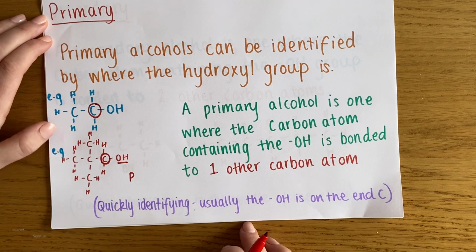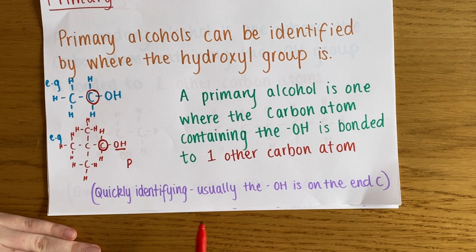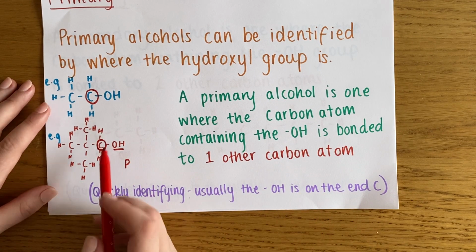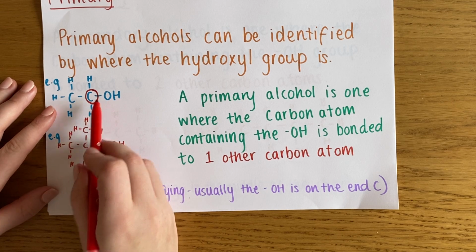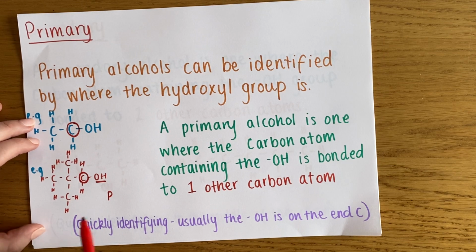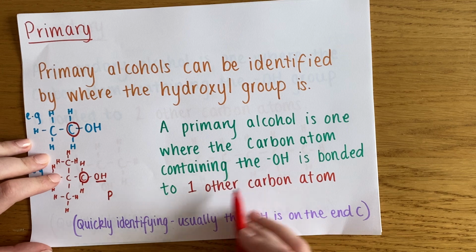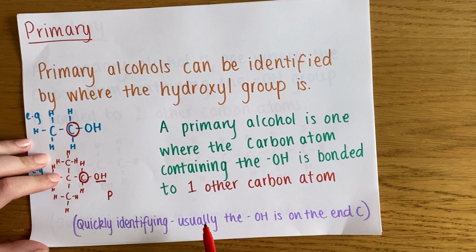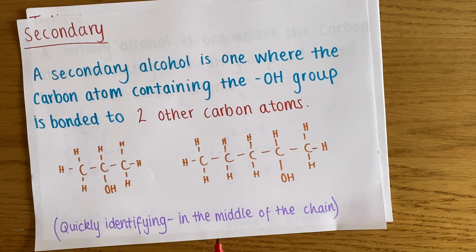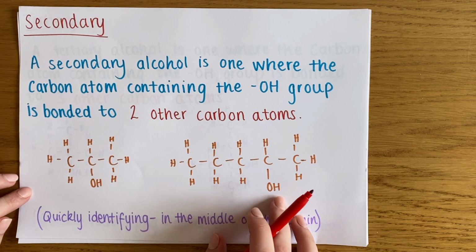A quick way of identifying a primary alcohol is that the OH, the hydroxyl group, is usually on the end carbon. So here it's on an end carbon, here it's on an end carbon. So a primary alcohol is when the carbon atom containing the hydroxyl group is bonded to one other carbon atom. And moving on to secondary. This is very similar, just ever so slightly different.